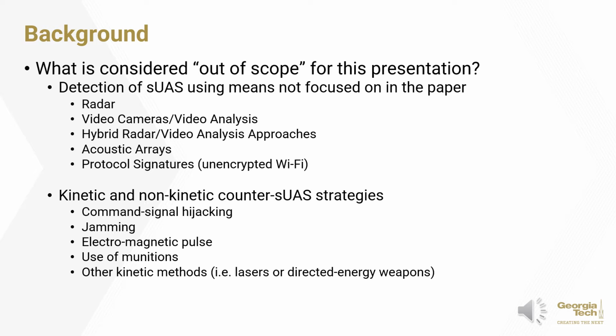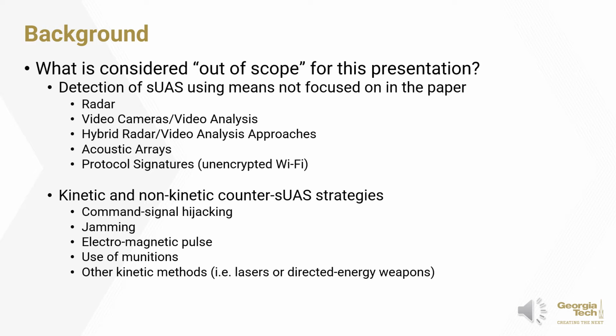Second is video camera video analysis. So this requires using video cameras and having an individual or algorithm look for an SUAS. This is not very cost effective as it requires a large number of video cameras. So again, will not be discussed further. There's also hybrid radar and video analysis approaches, which kind of combine radar and video analysis. And again, it's cost prohibitive for the purposes of this paper.